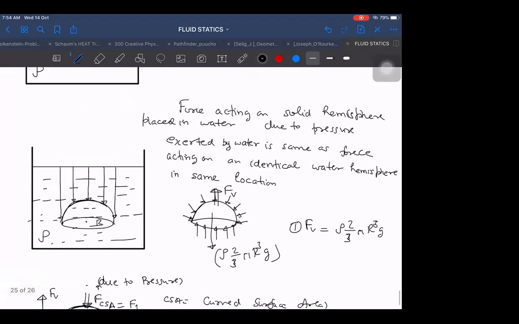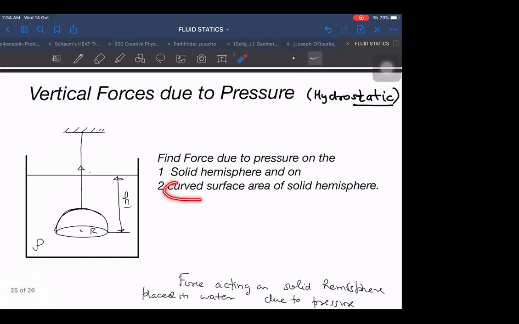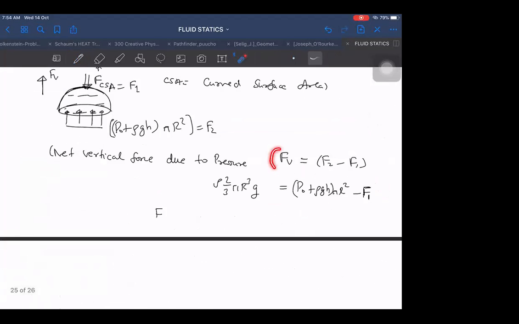Even if I ask you the question, only find out the force on the curved surface area, you still have to find out the total, and then only you can find out the force on the curved surface area. Why? Because once I know the total vertical force, then only by this equation I can get the force on the curved surface area also. So that net vertical force I still need to find out, even to answer the second question. What is F1 coming out to be? Do the calculation, please. Tell me finally.